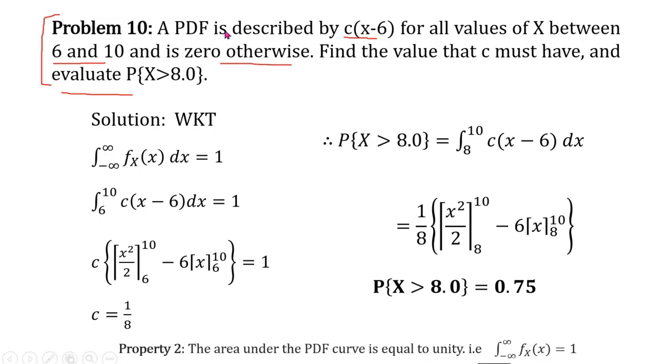The PDF will be given and it is defined over the range. Then they will ask us to calculate the value of C. After that, they will ask us to calculate the probability over the range. If it is greater than 8, it means 8 to 10; the upper limit should be 10. Here, because of this condition, 6 is replaced by 8. That's it.